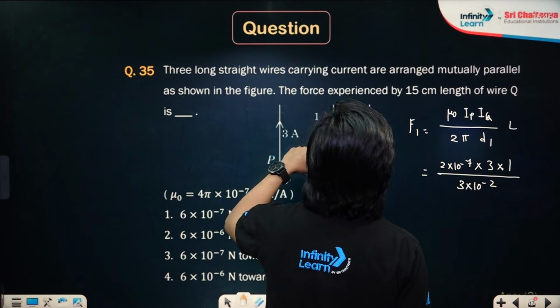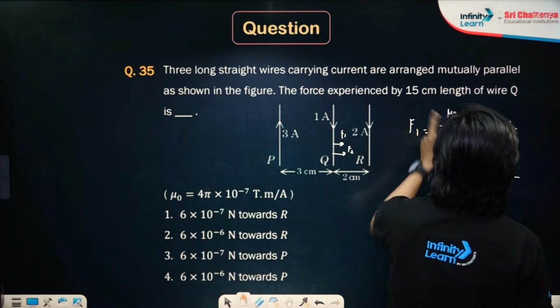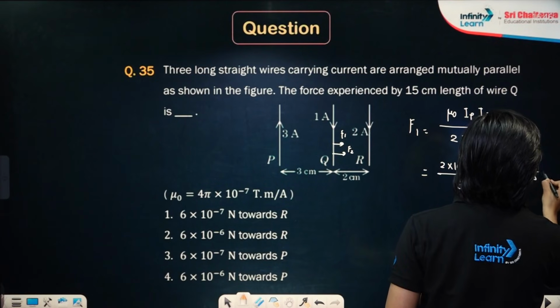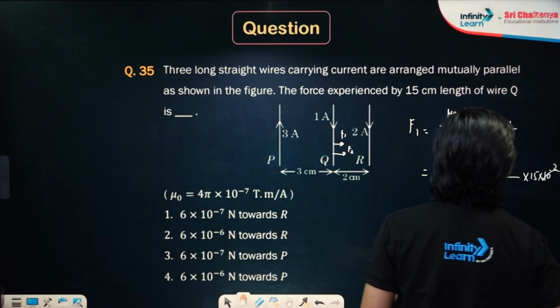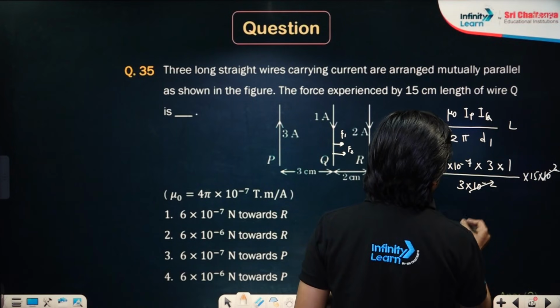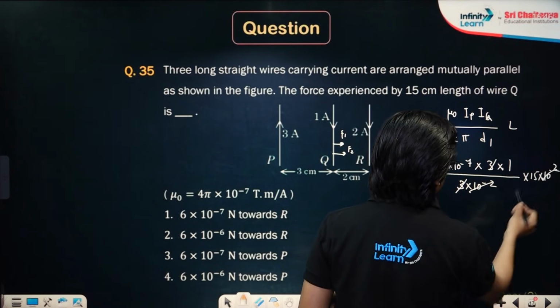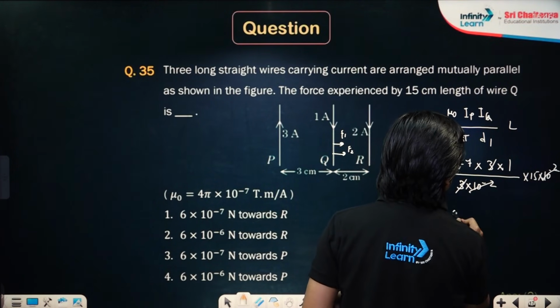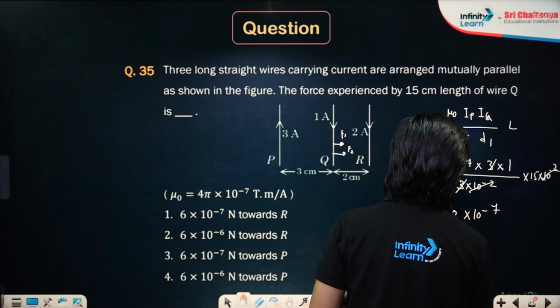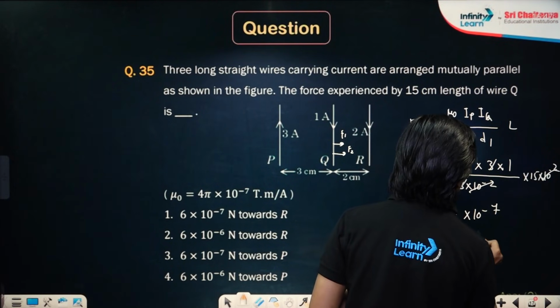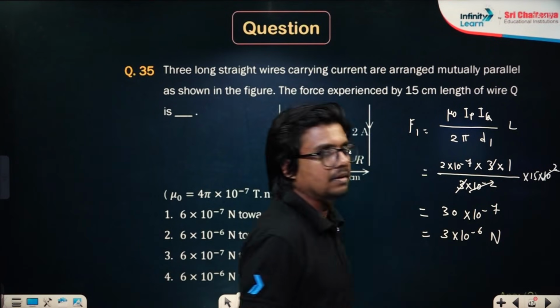L1, the length, force experienced by 15 centimeter length, so 15 into 10 raised to the power minus 2. Now you can have 3 and 3 cancelled out. 15 into 2, that is 30, okay. 30 into 10 raised to the power minus 7, or 3 into 10 raised to the power minus 6 Newton is the force acting.